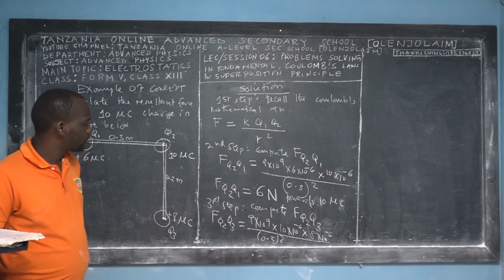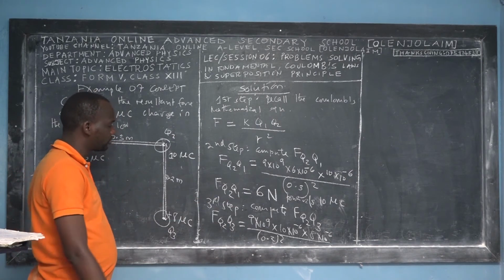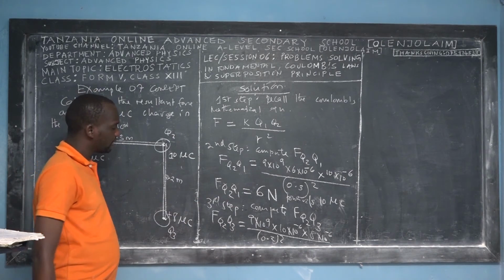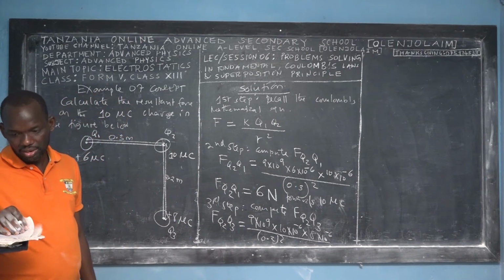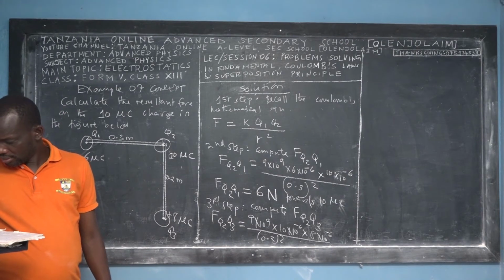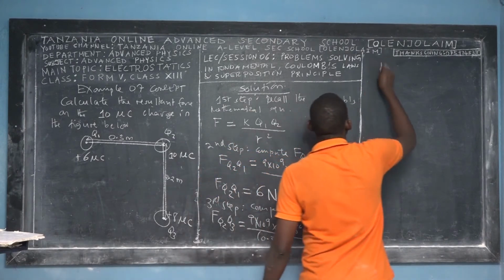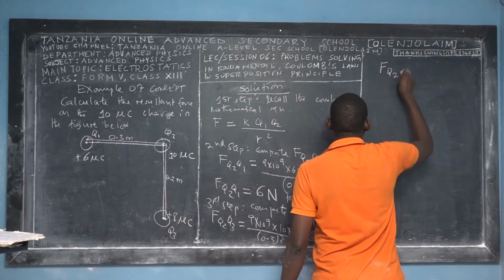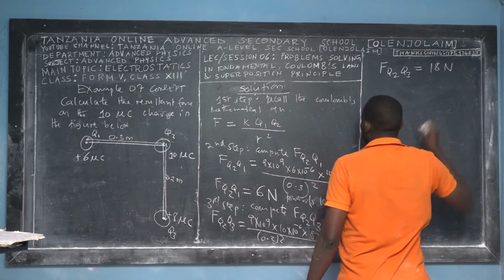Okay, so we said towards what, but it's horizontal component. So we say that this horizontal component. And then when you compute, what do you get? If you do it properly, you get 18 newton. So the force acting on Q2, using your scientific calculator, is equal to 18 newton.